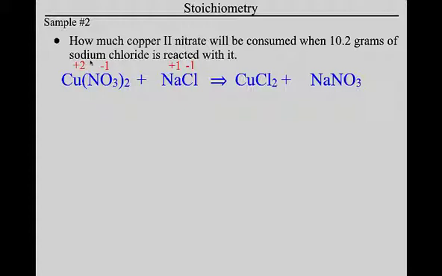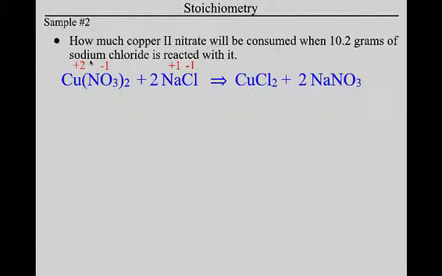So now, gang, when we balance the equation, we've got 1 copper, 2 nitrates, 1 nitrate. So we need a 2. Then 1 sodium, 2 sodiums, so we need a 2. And then that gives us 2 chlorines on each side. Is that groovy?